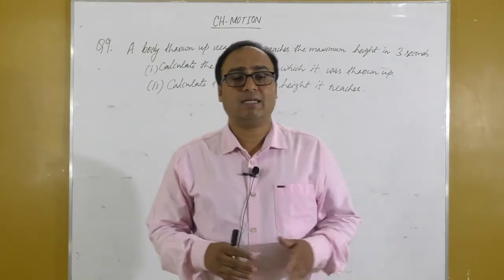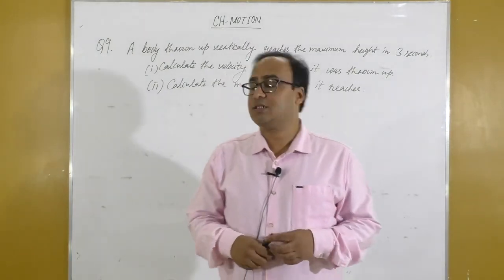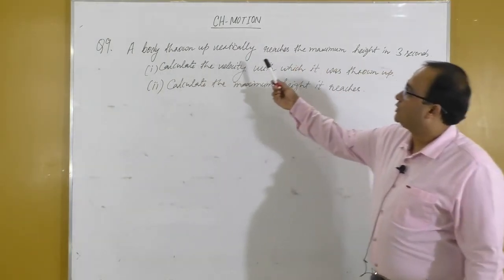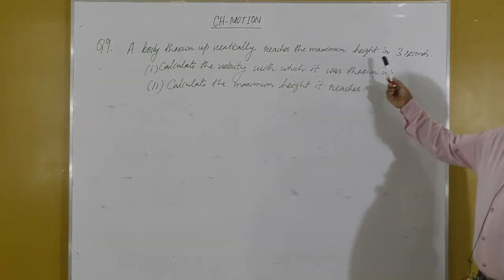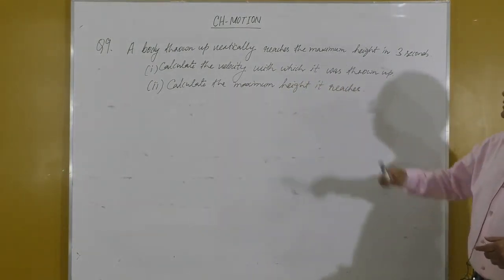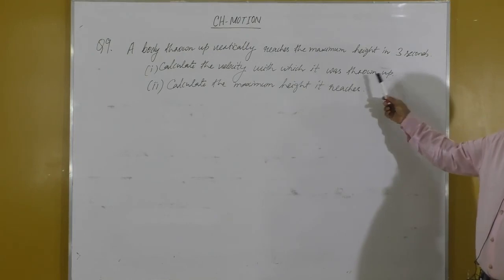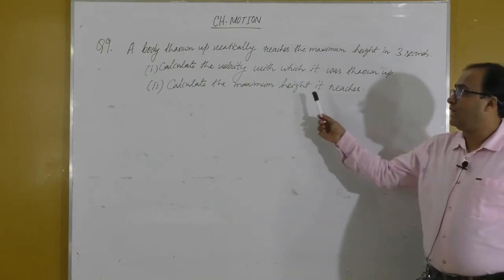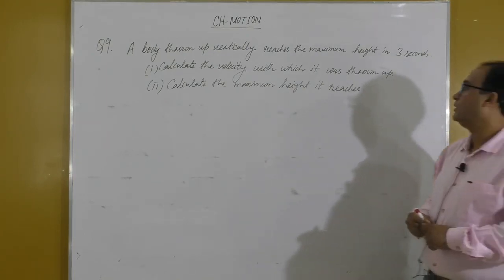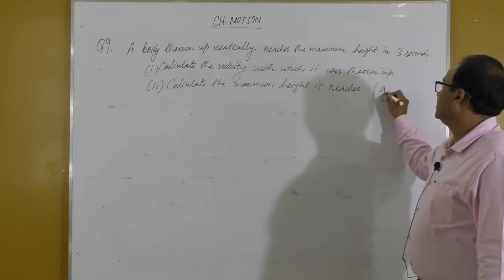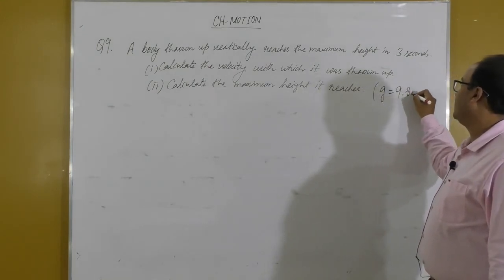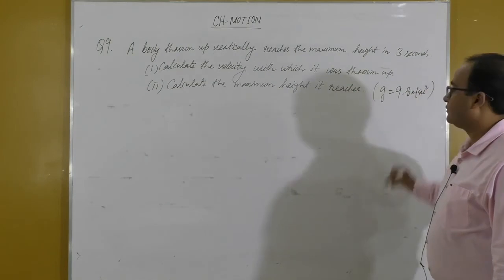Another question that I am going to solve for you, question number 9. A body thrown up vertically reaches the maximum height in 3 seconds. Calculate the velocity with which it was thrown up. Calculate the maximum height it reaches. And for calculation, we will consider the value of g as 9.8 meter per second square.